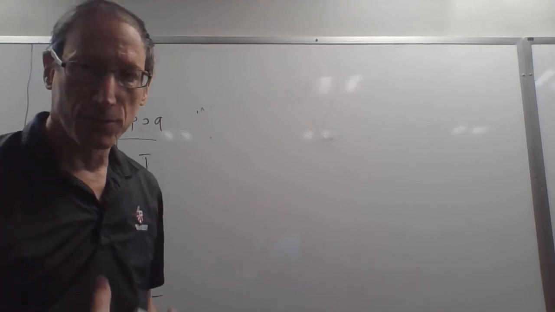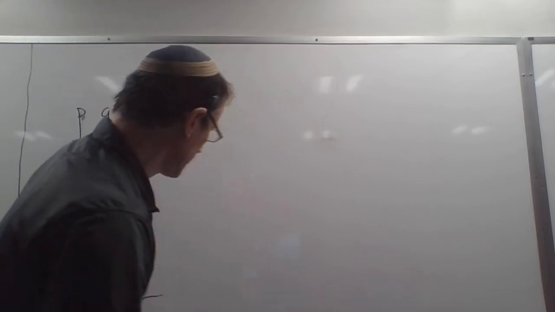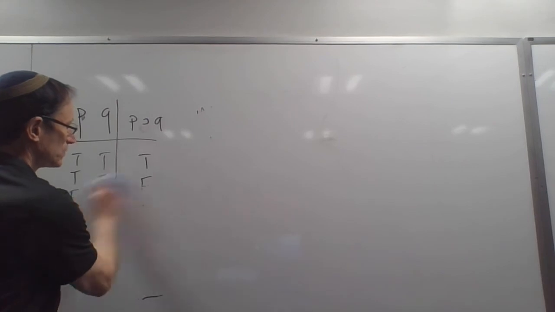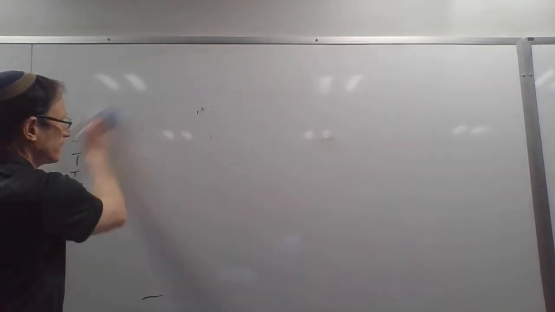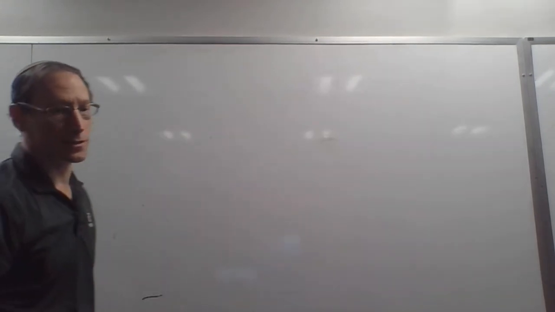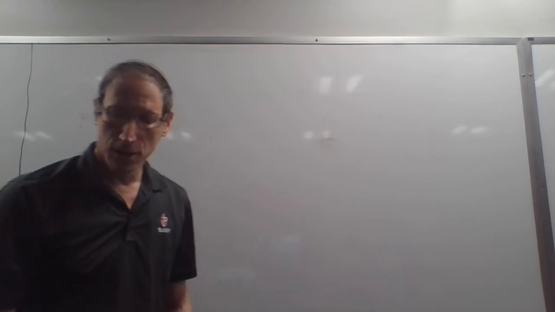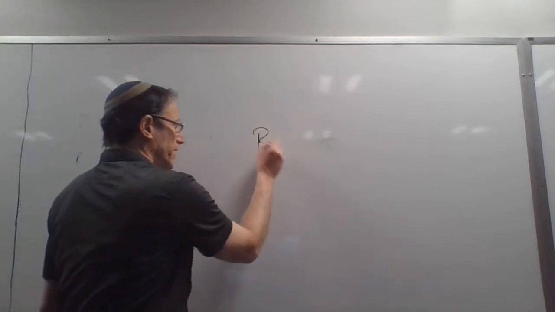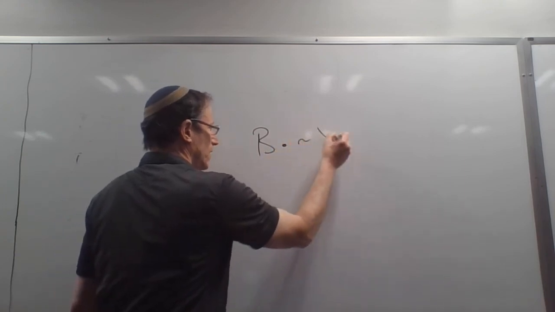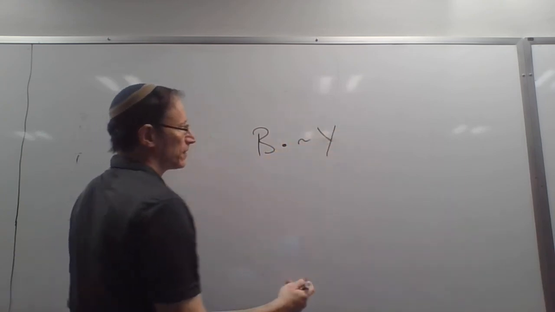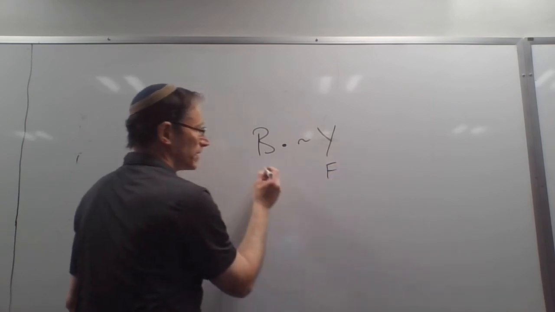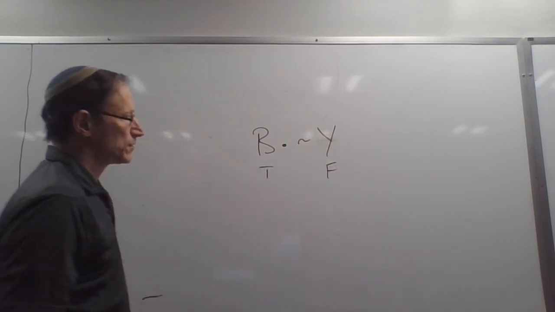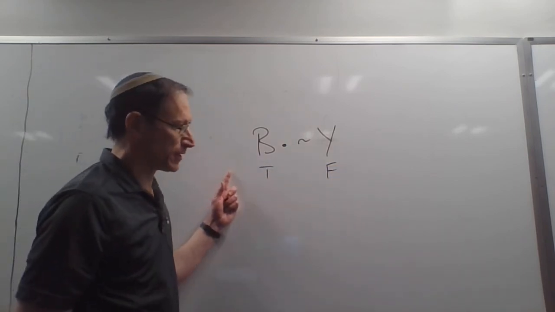I just wanted to refresh our memory about how to do these things, because if you can't do 6.2, you're definitely going to have trouble with 6.3, because things kind of build on each other going forward. So let's take B dot not Y. We're given that Y is false and B is true. So I need to compute the value of B and not Y.